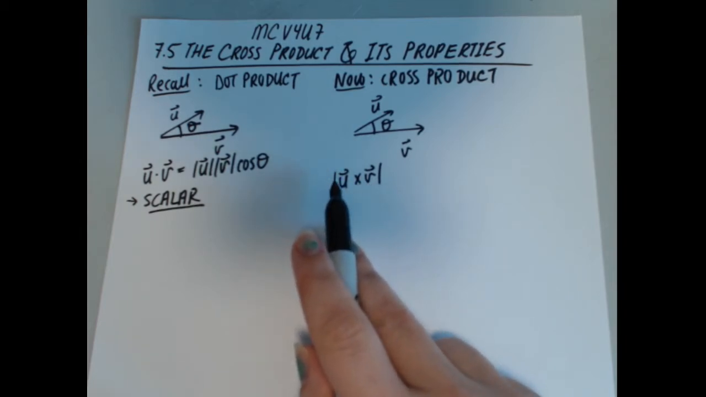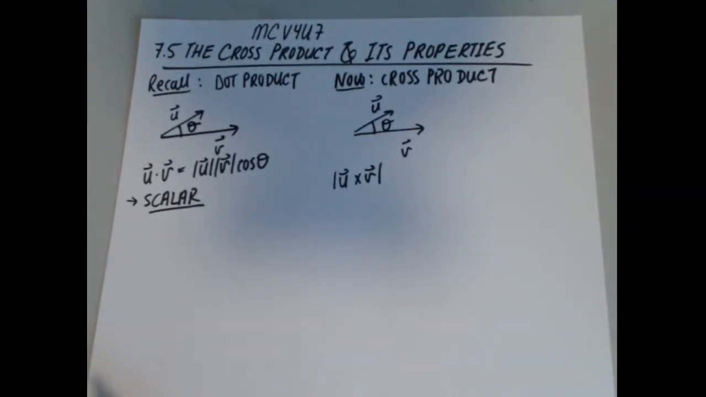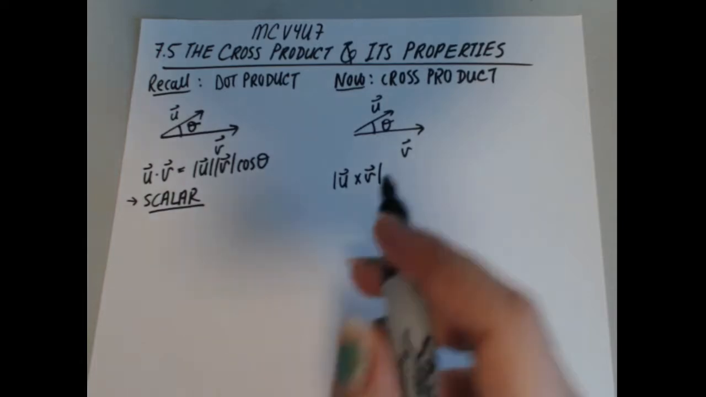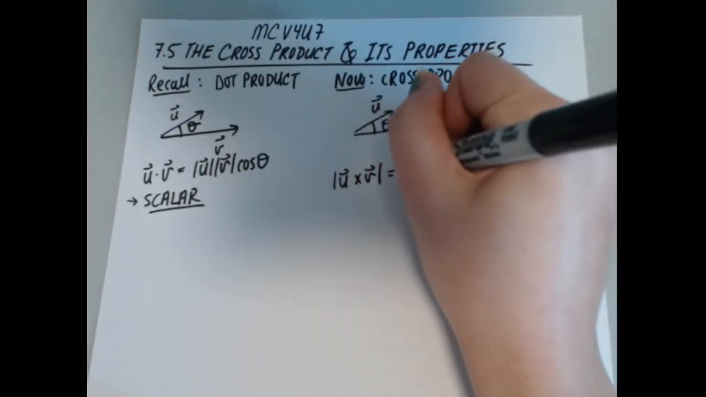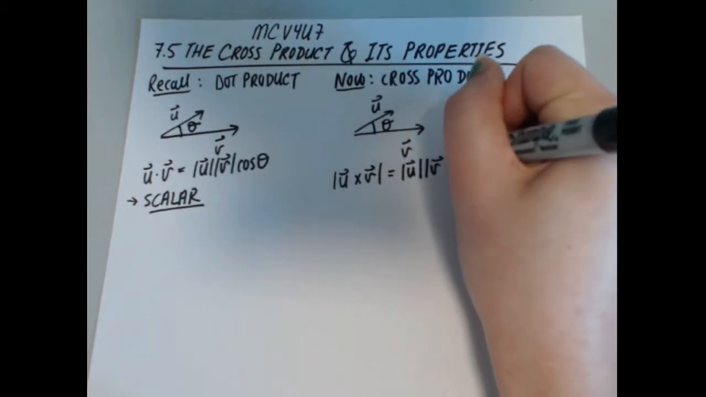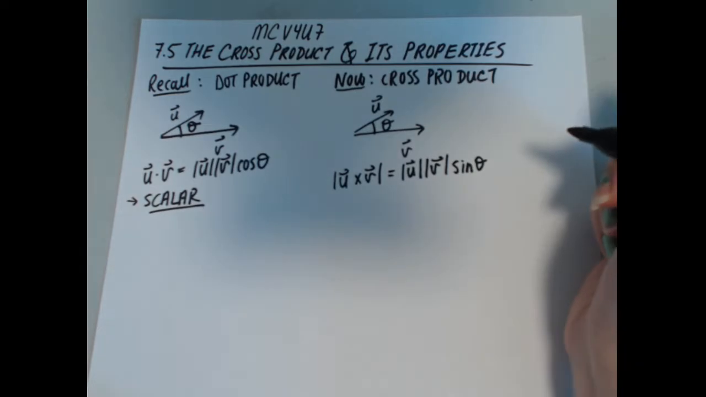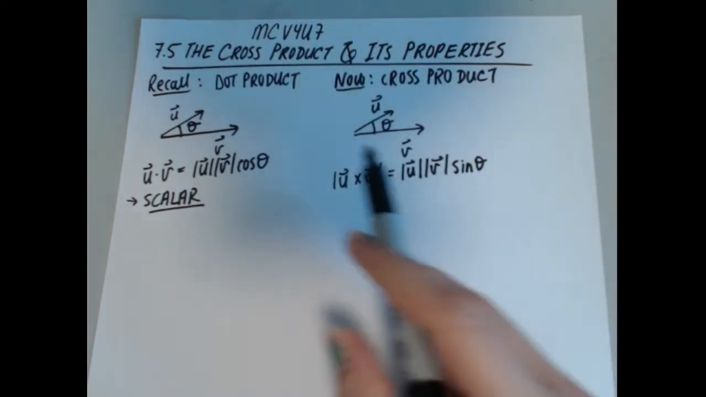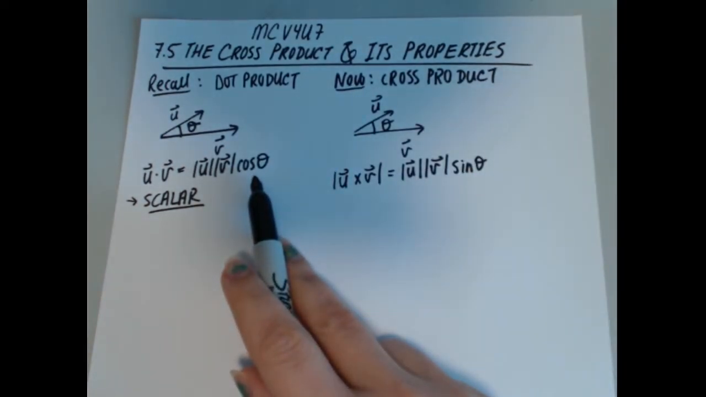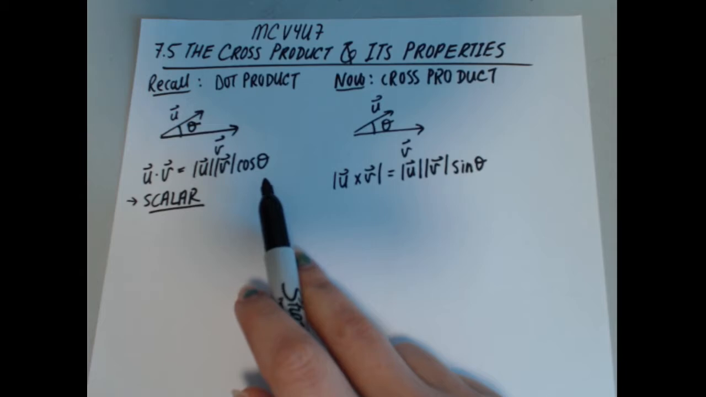Now notice here I put the absolute value symbols on the left and right. This is because I'm only looking for the magnitude, and I'll explain why in a moment. The magnitude of the cross product is the magnitude of vector u times the magnitude of vector v times sine of the angle theta when they're placed tail to tail. This looks similar yet different than the dot product. First, I'm only looking for the magnitude here, and that's equal to the product of the two vectors times sine of the angle compared to cosine.